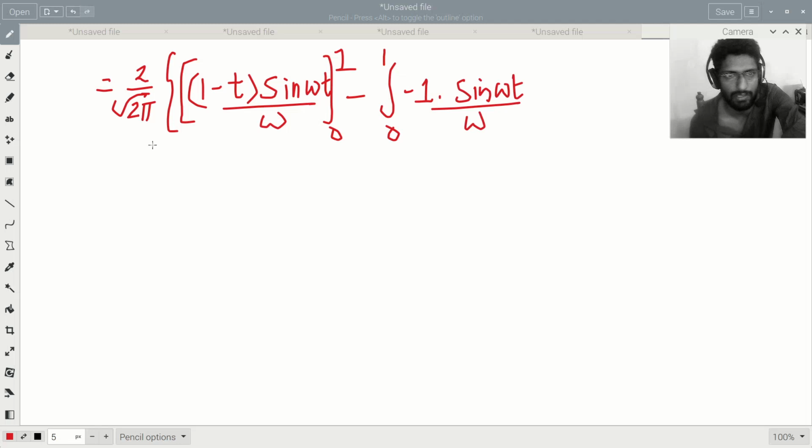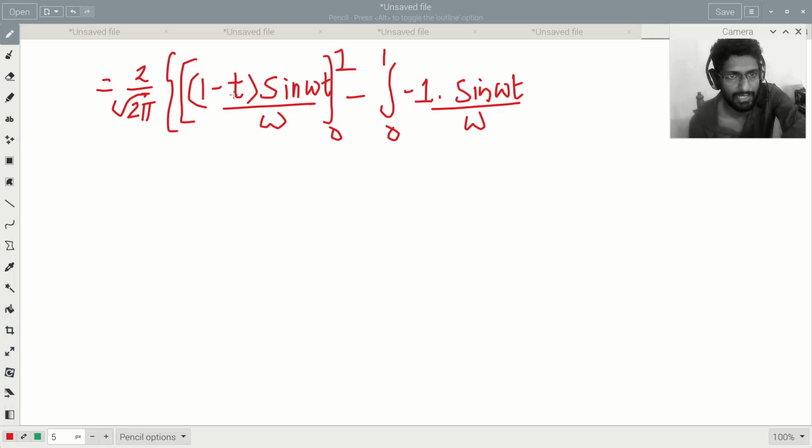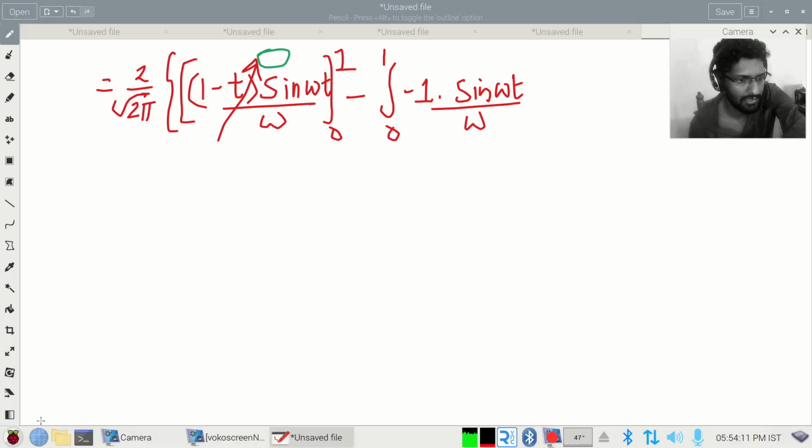Now if you look carefully, the value of that first part, when you put t equal to 1, the upper limit, when you substitute the upper limit, that whole thing will be 0. When you put the lower limit, you have sin 0, again 0. Now the first part will be 0. Okay, now we are left with the second part.